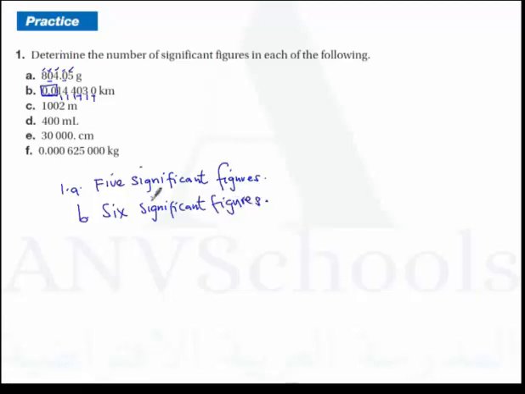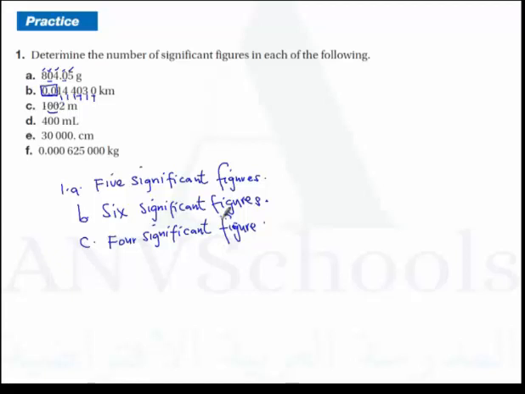Six significant figures. C, we have zeros in between the non-zero digits, and those are normally regarded as significant, so we have 1, 2, 3, 4 significant figures. So this we can regard as four significant figures.